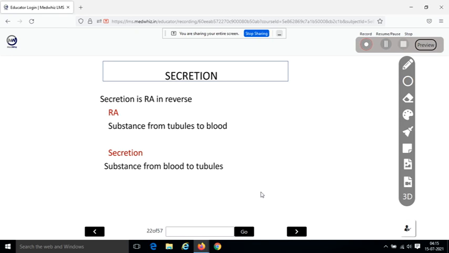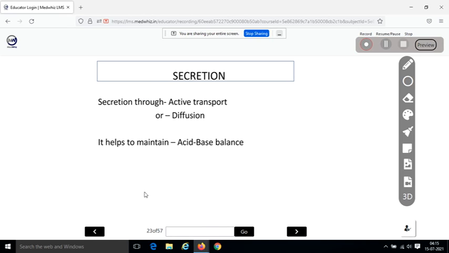Now the last mechanism is secretion. Secretion is reabsorption in reverse. In reabsorption, substances move from tubules to blood, whereas in secretion, substances are excreted from the blood into the tubular fluid. Secretion occurs by active transport or by diffusion. And why is it necessary? It helps to maintain acid-base balance in our body.